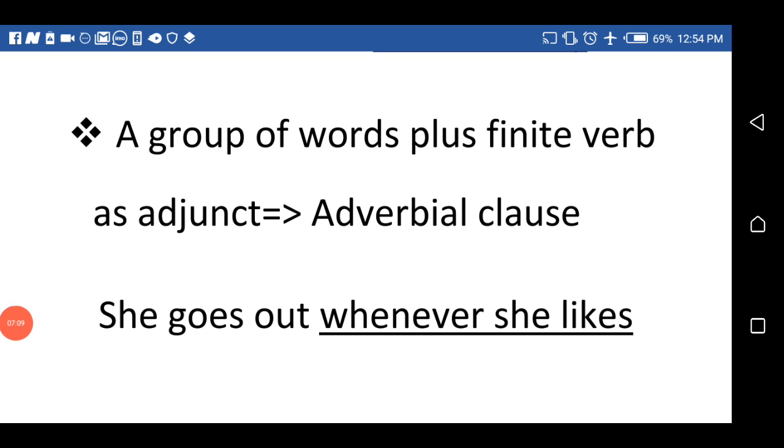So, when you have a group of words plus a finite verb as adjunct, you have an adverbial clause. In the sentence, She goes out whenever she likes, whenever she likes is the group of words in focus. Whenever she likes is an adverbial clause. That is, the grammatical name of the underlined expression is adverbial clause, while the grammatical function is adjunct.